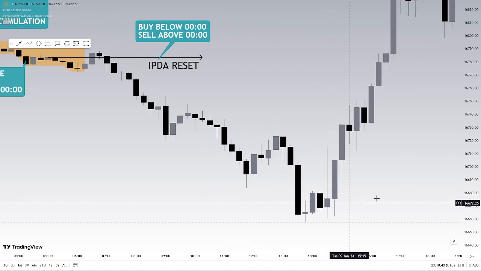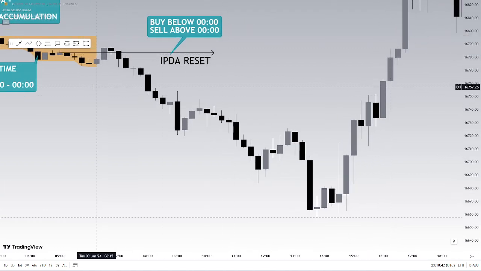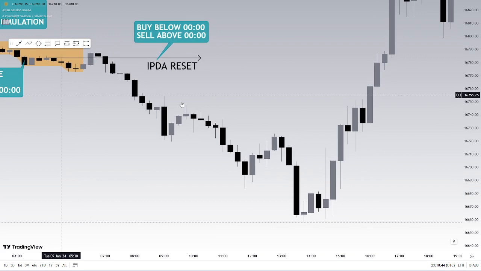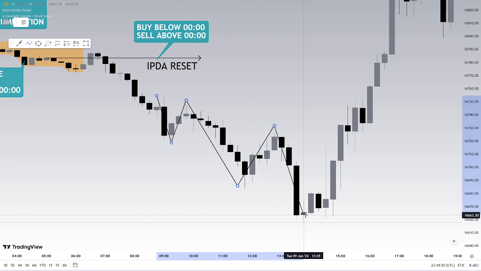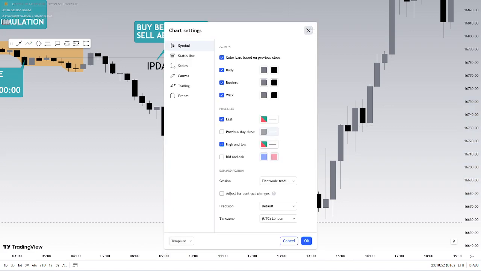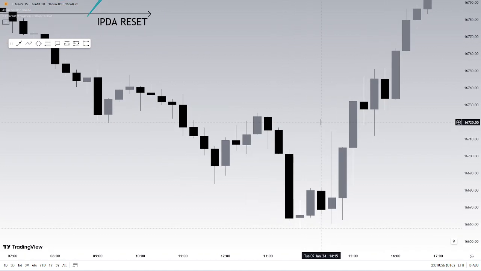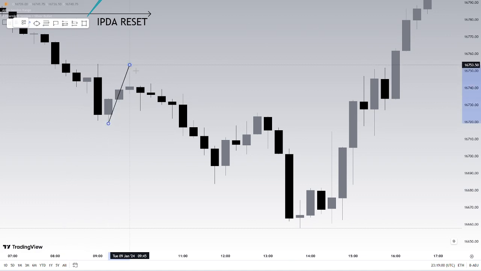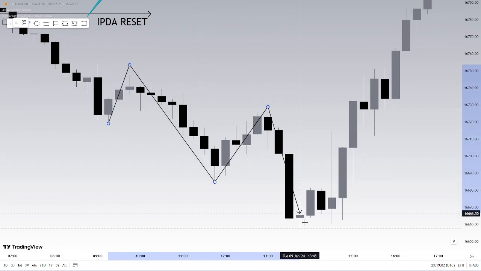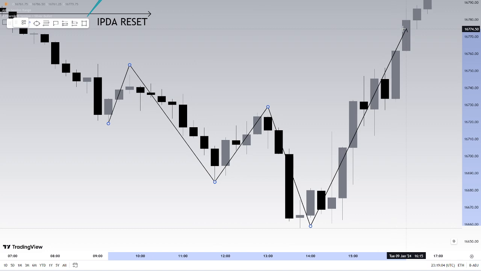So from here, after New York has opened at midnight, we see London expand down, giving us a series of lower lows and lower highs in this region over here. So we see bearish intraday, or bearish internal structure, with our lows and highs. So we see a low, a high, a low, a high, and a low. Now we see a violation in price.